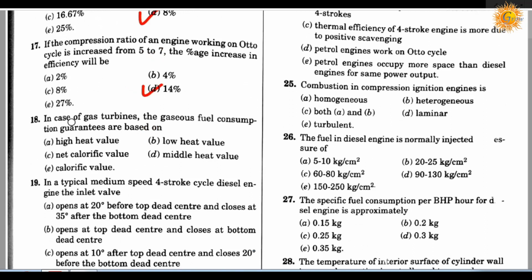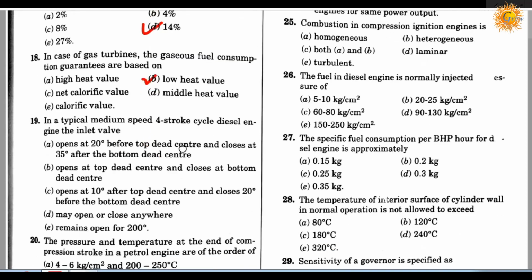Question number 18. In case of a gas turbine, the gaseous fuel consumption figures are based on option A, high heat value, option B, low heat value, option C, net calorific value, option D, middle heat value, option E, calorific value. So the correct answer is B, low heat value.